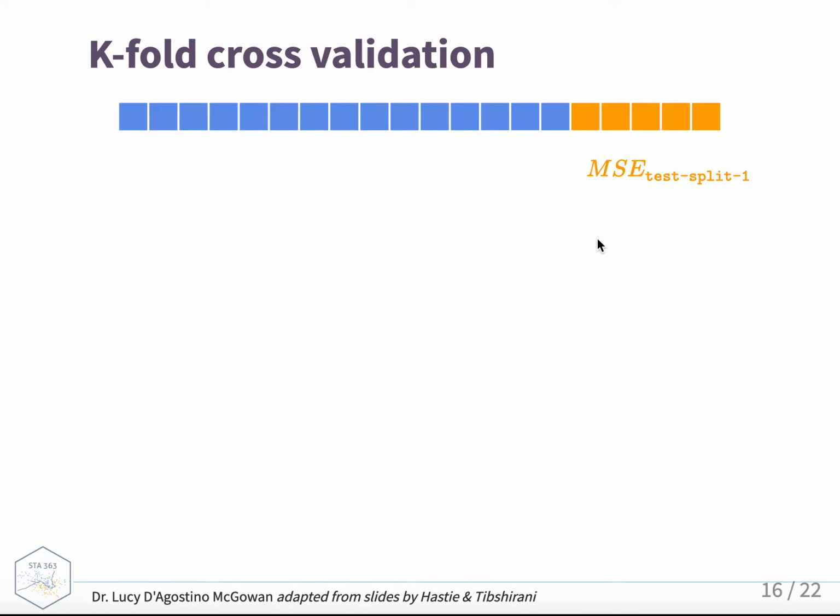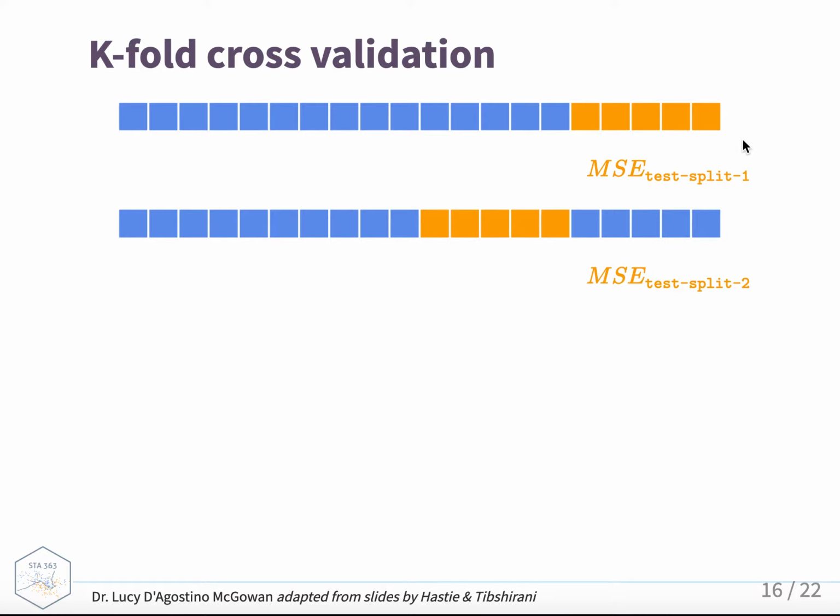So for example, here I'm doing 4-fold cross-validation. I have 20 data points, and 5 of them are in each of my k folds. My first split looks like this, where these 5 were randomly selected to be in my test data, and these 15 are in my training data. I fit my model to these 15 samples, and then I calculate my mean squared error using just these 5. And then I do it again.